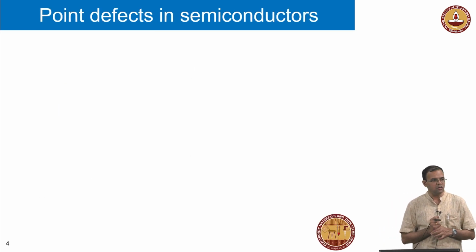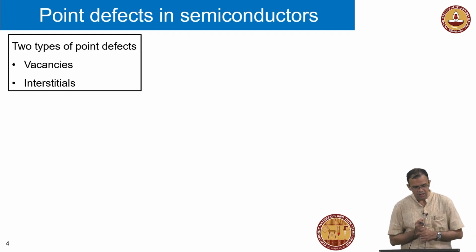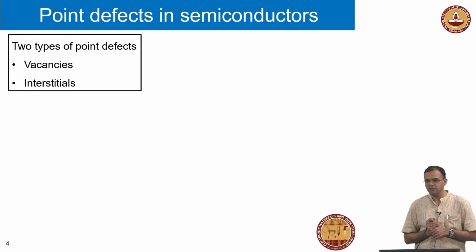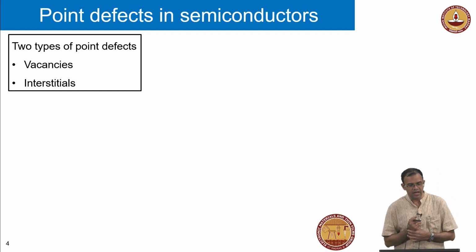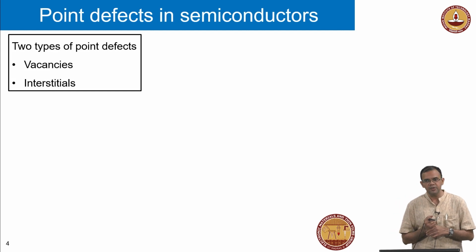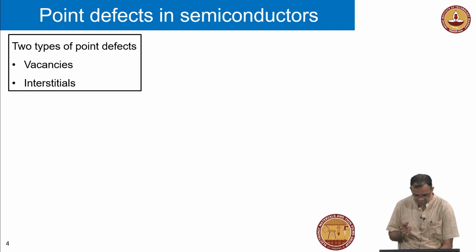So we are going to look at point defects or zero dimensional defects. Mostly when we talk about them, you can have a vacancy. So vacancy is I am actually removing an atom from its lattice position, or I can have an interstitial where basically I introduce an extra atom into the lattice.